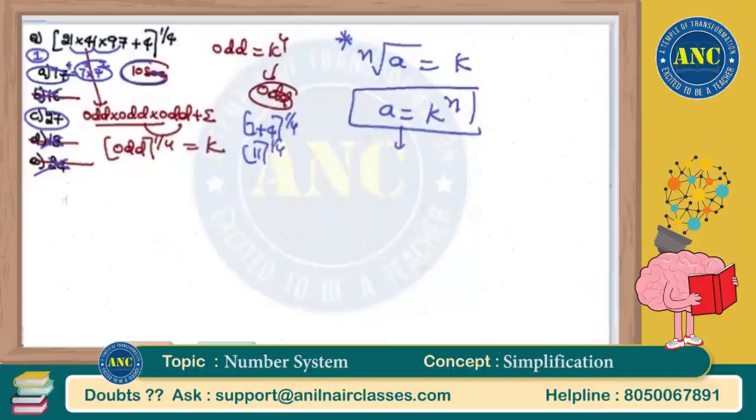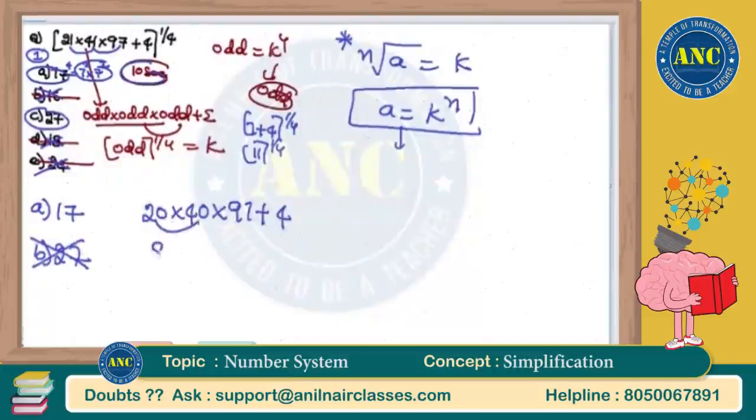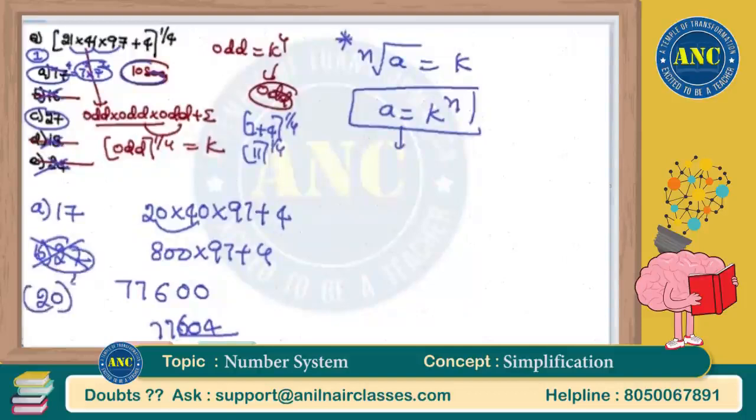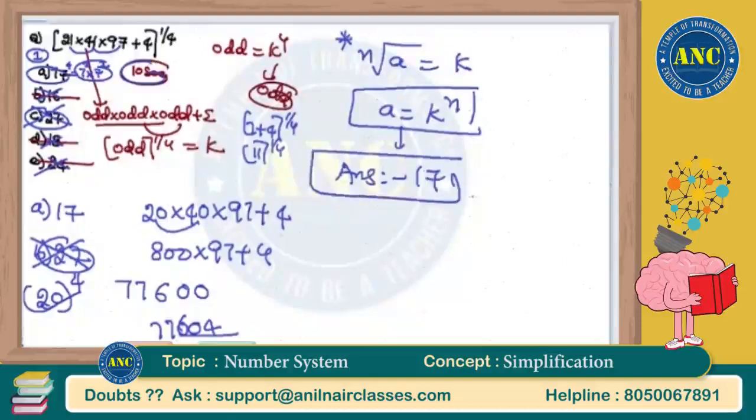Now we are stuck with two options only, 17 and 27. 27 cannot be the answer, because if I approximate it, it is 20 into 40 into 97 plus 4, that is 800 into 97 plus 4, which is about 77604. If I do 20 power 4 only, I am getting 8 into 10 power 4. 27 is not the answer, the answer is 17. Just by looking at the question itself, you can say the answer.